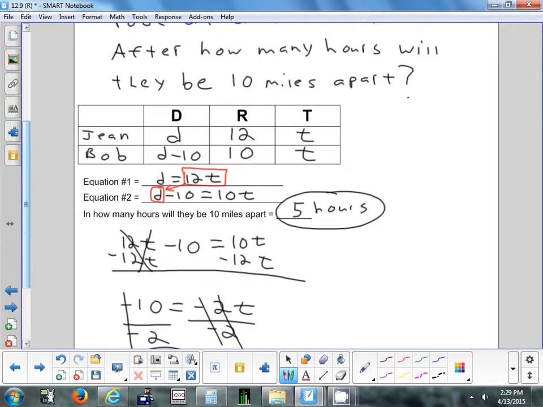Okay, now think about that. Just kind of use common sense. Gene and Bob. After 1 hour, if Gene's gone 12 and Bob's gone 10, how far apart would they be? They'd be 2 miles apart. Okay. After 1 hour, Gene has gone 12, Bob's gone 10. They're 2 miles apart.